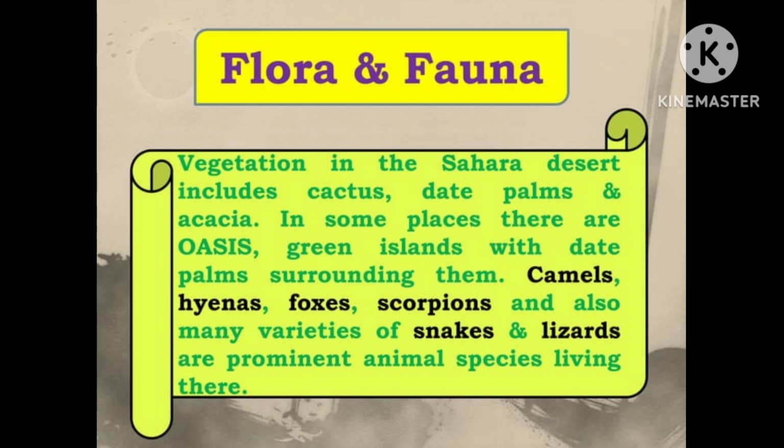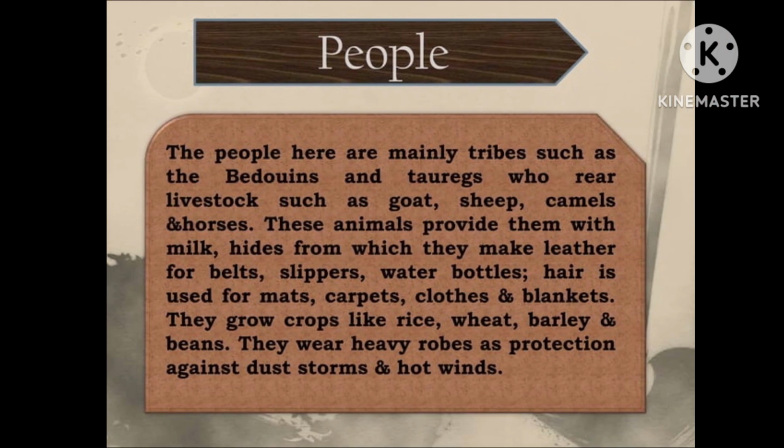In some places there are oases found. Oases are green islands which are surrounded by date palms, and oases are a kind of depression where the water is filled, or you can say where the water is available or the land is fertile, so that the plants grow around it. Camels, hyenas, foxes, scorpions, and also many varieties of snakes and lizards are prominent animal species living there.